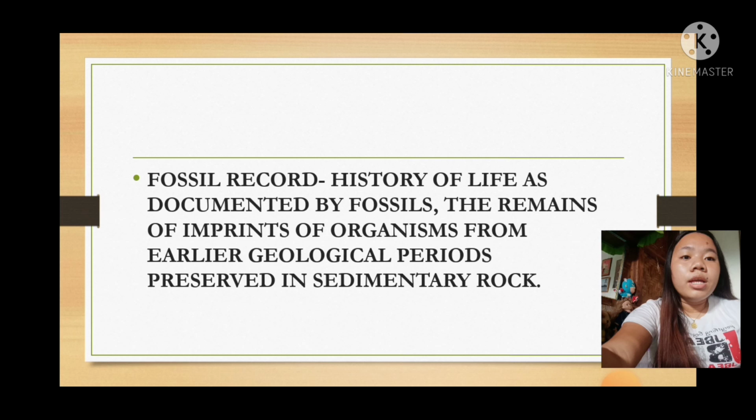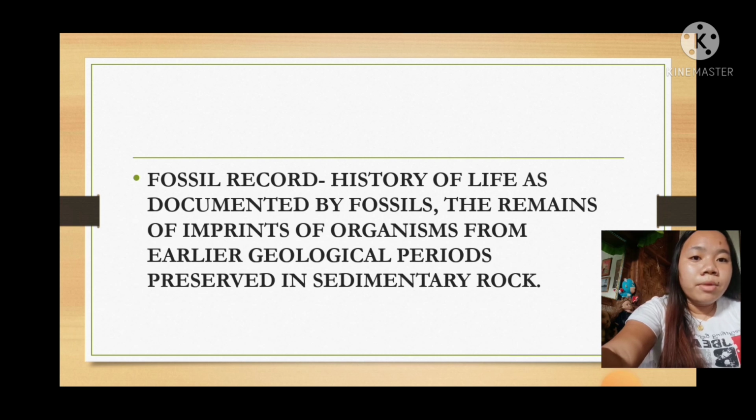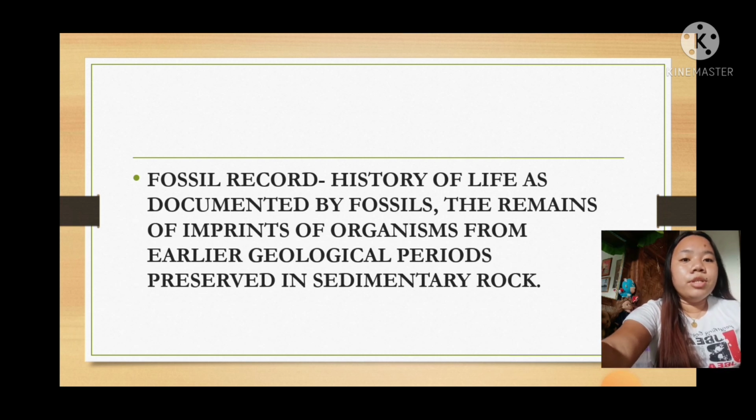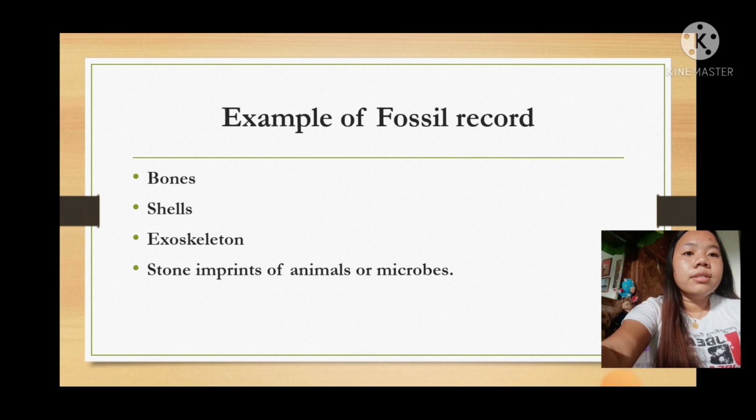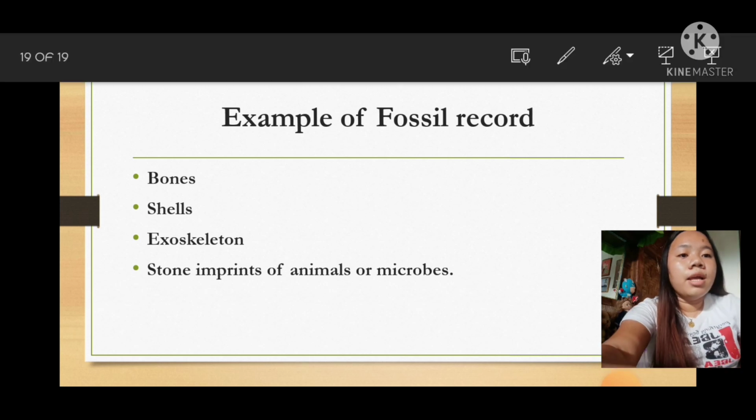Fossil record. The history of life as documented by fossils, the remains or imprints of organisms from earlier geological periods preserved by sedimentary rock. Examples of fossil record: bones, shells, exoskeleton, stone imprints of animals, microbes.